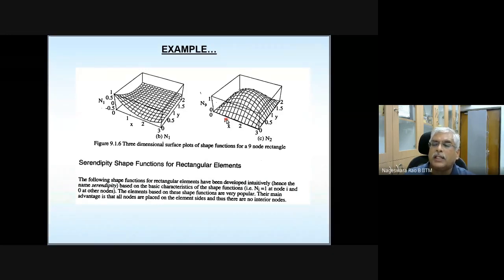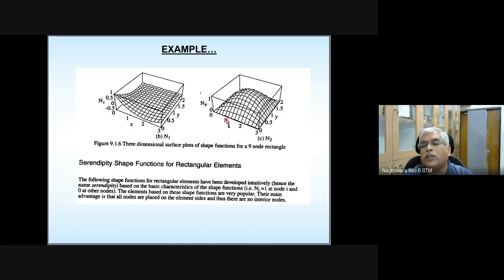So we studied the 4-node rectangular element, 6-node, 9-node. What is missing is the 5-node, 7-node, 8-node. I'm going to explain the procedure for the 8-node element. And if you follow similar lines, you can derive it for the 5-node and 7-node elements.